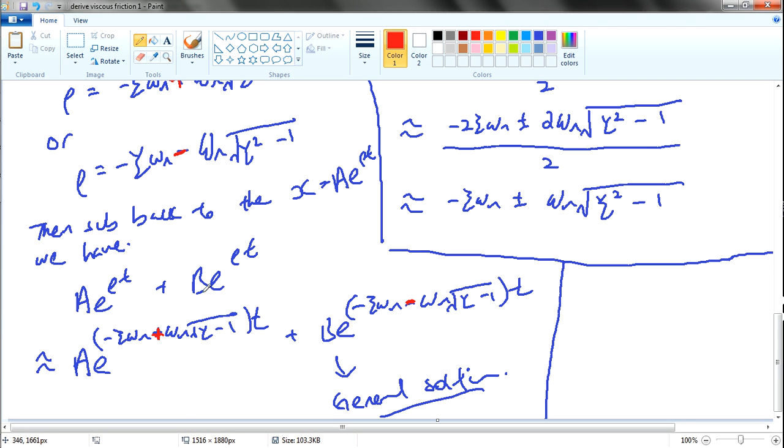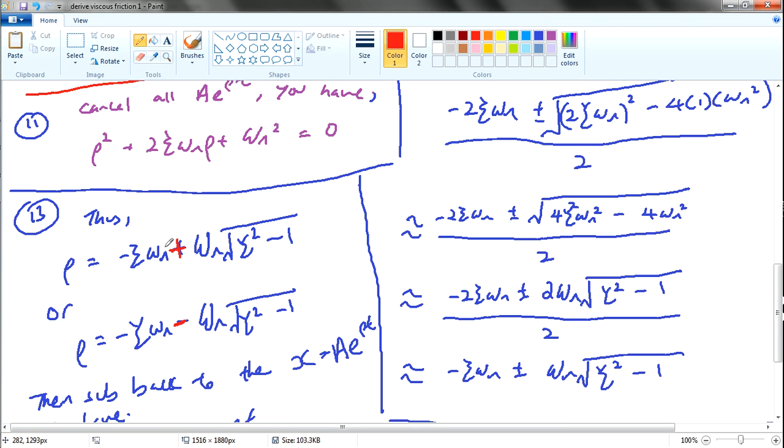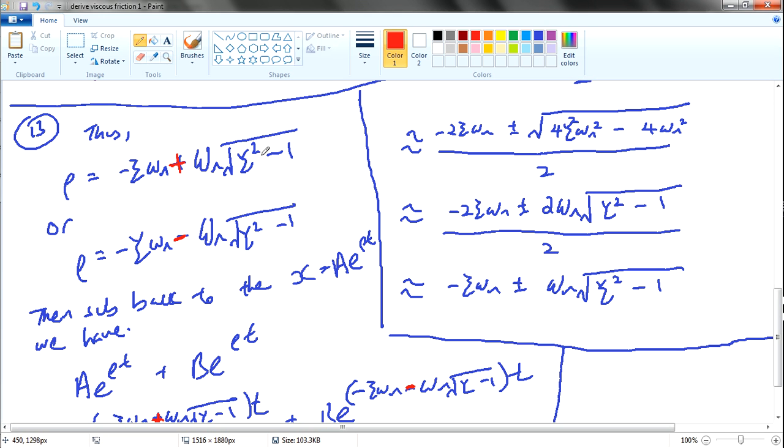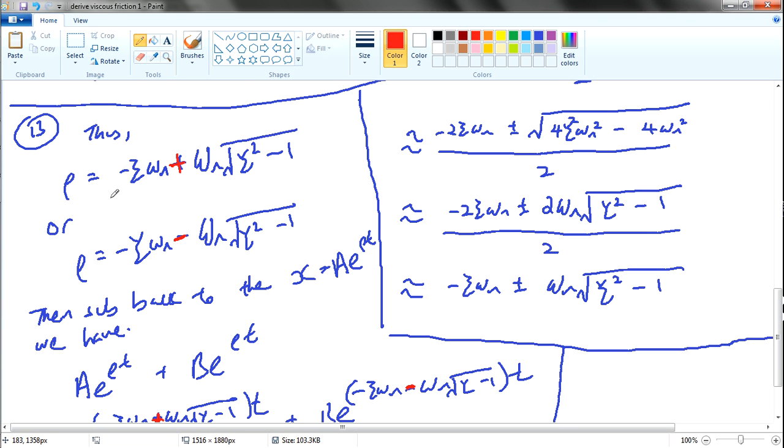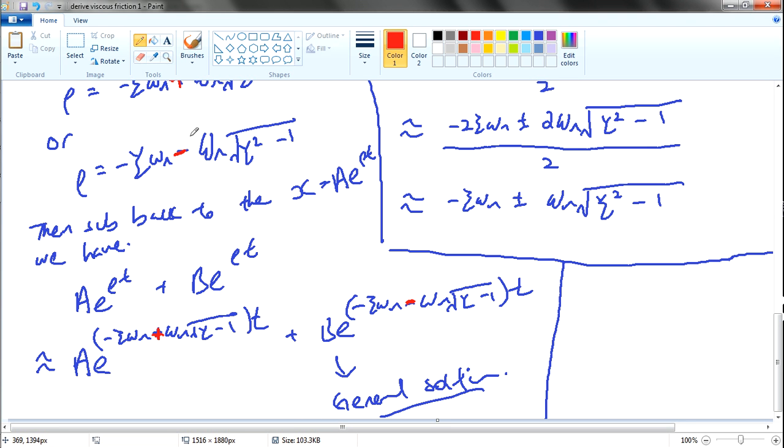So the x itself is actually A e rho t plus B e rho t, whereby whatever damping factor you put in, you can actually solve for x. So therefore this one we sub in over here, and then the negative side we sub in over here. And this whole thing is a general equation.